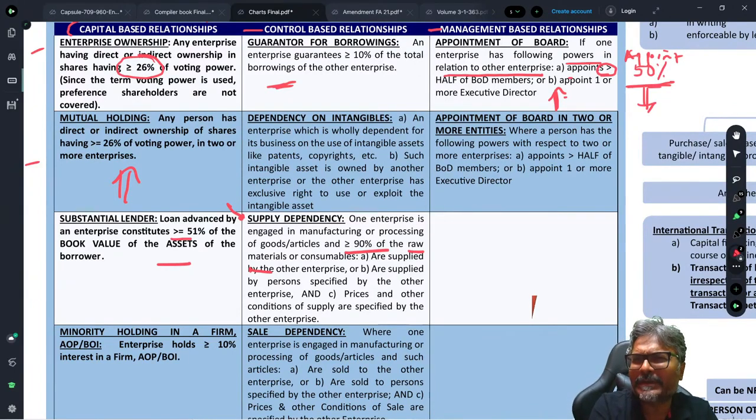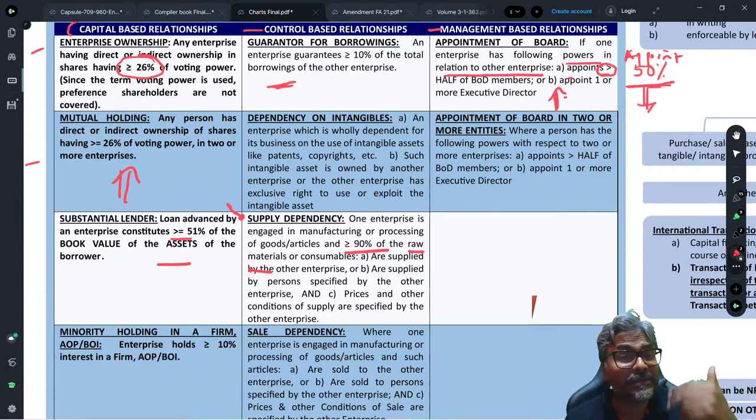ICAI should have avoided this type of memorizing kind of thing, but they have asked, so I thought just to bring it to your notice. Because it's like a revision class, so it's better that in the last revision, at least you should know about these things.